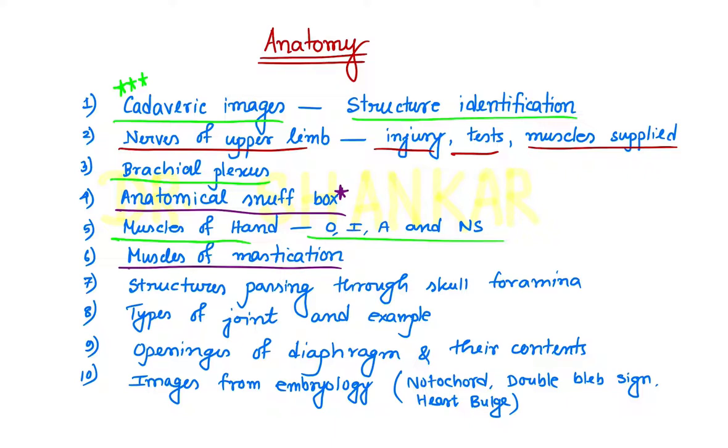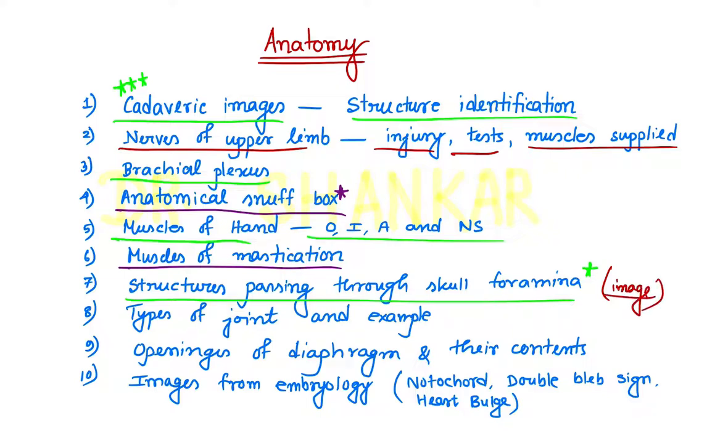Next, structures passing through the skull. These are very important questions nowadays. Yes, so one image will be shown and one foramen will be marked. You have to tell which structure passes through this foramen. So this is very important for image based questions. So a cadaveric image can be given.